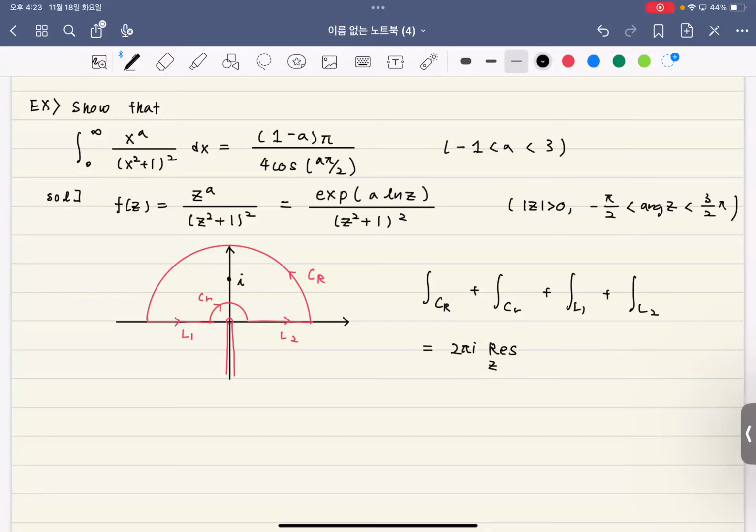Now, for the smaller semicircle, the same thing is true. z^a is just small r to the a, over (z squared plus 1). But in this case, the radius of the small semicircle is assumed to be very small, so obviously this number should be smaller than 1. So this is bounded by 1 minus r squared.